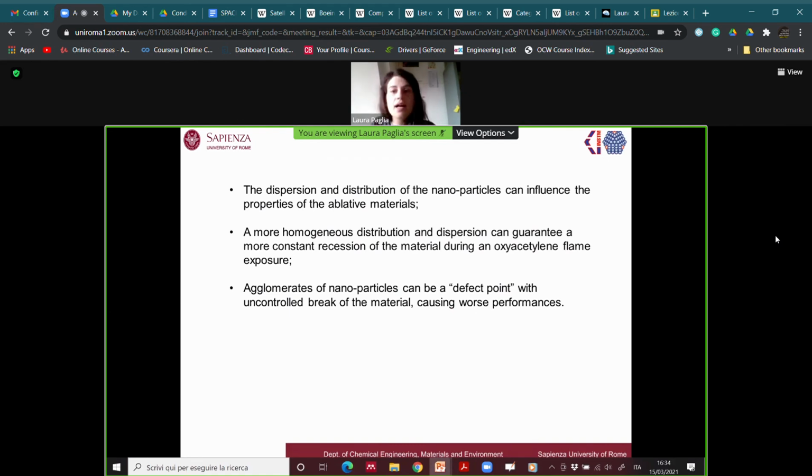Here only some observations. Okay, the dispersion and distribution of the nanoparticles can influence the properties of the ablative materials. A more homogeneous distribution and dispersion can guarantee a more constant recession of the material during oxyacetylene flame exposure, so everything is connected. Agglomerates of nanoparticles can be defect points with an uncontrolled break of the material, causing worse performances. Okay, so this is the reason why it's very important to have nano-ablative materials with a good distribution of the nanoparticles.